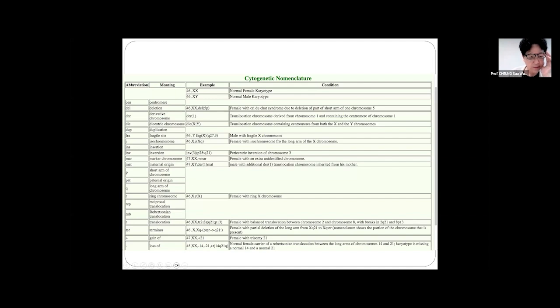And I have some other examples, like the ring chromosome. Then we have 46,X and then a ring chromosome. And say you have a marker chromosome, meaning that you don't know the origin of this additional chromosome. Then because it's 47 counts, it'll be 47,XX plus marker. So a female with an extra unidentified chromosome, and so forth. So these are the examples I have, and we'll discuss them later.